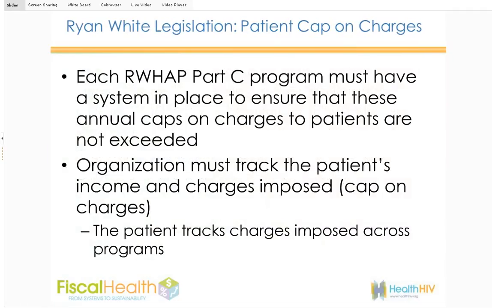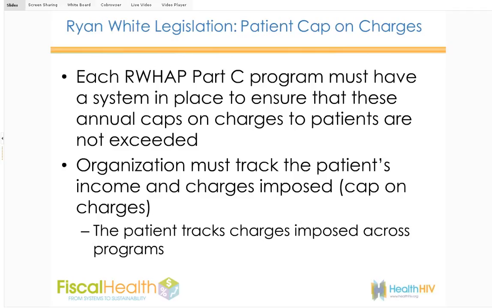So Ryan White Part C programs, based on legislation, are required to have a system in place to ensure that these annual caps on charges to patients are not exceeded. So the organization should track the patient's income and the charges imposed on the patient towards their cap on charges, and then should assist the patient in also tracking charges that are imposed maybe at other programs.